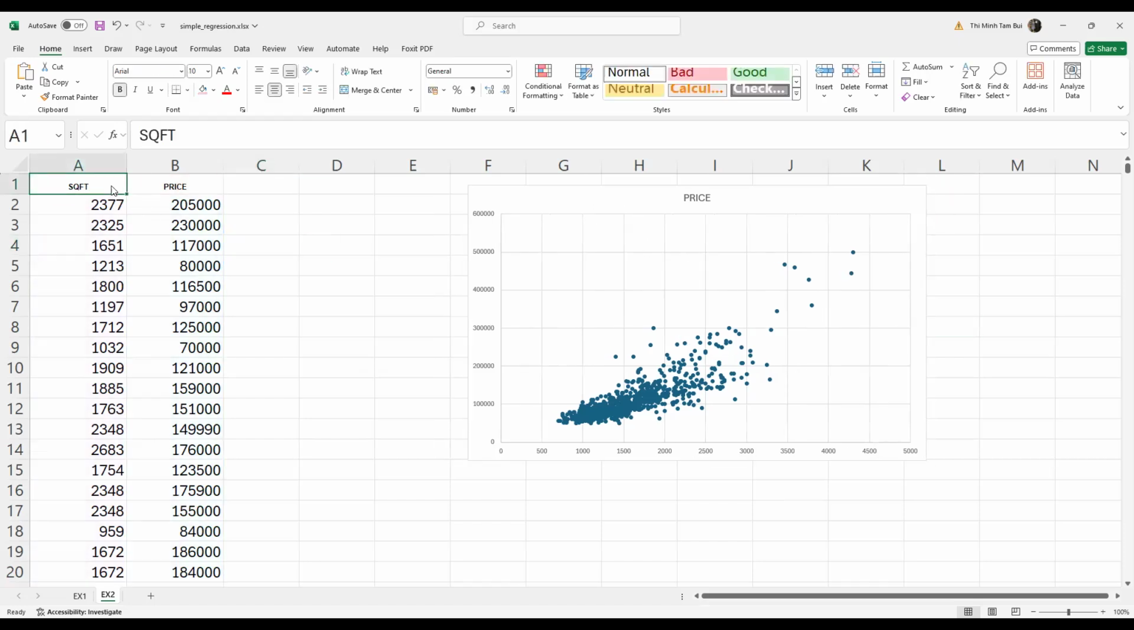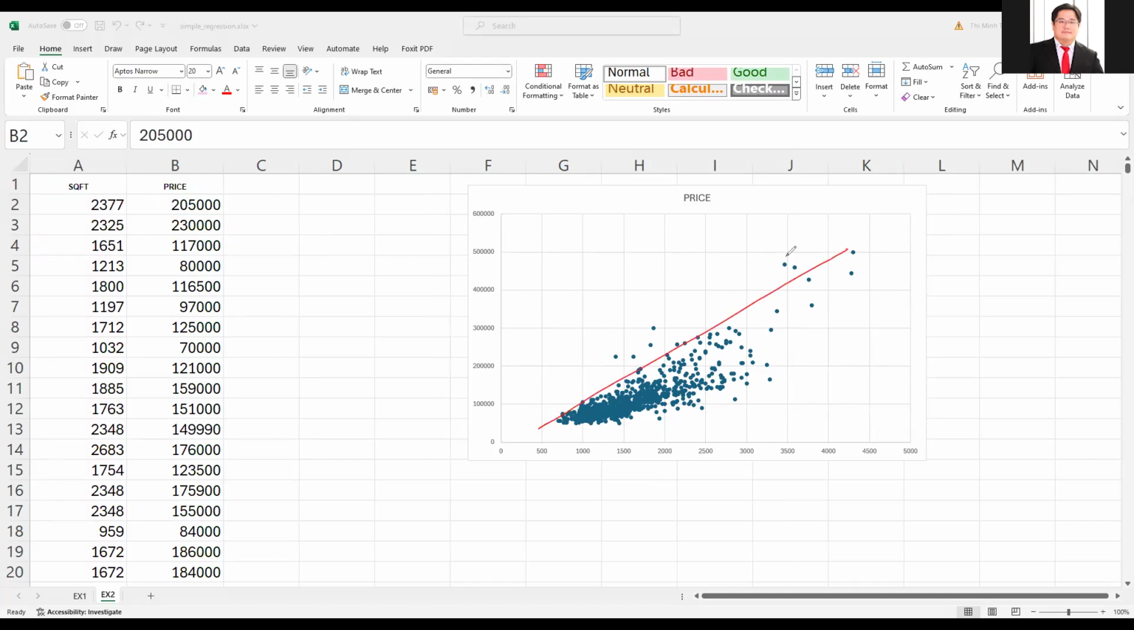Okay, so this is square feet and this is price, and I plotted the scatter for you. And then you may see that this data cannot be fit by a linear line. It is much incorrect because the plotted data show that there must be a curve similar to this. So we would like to use a model to make this line.